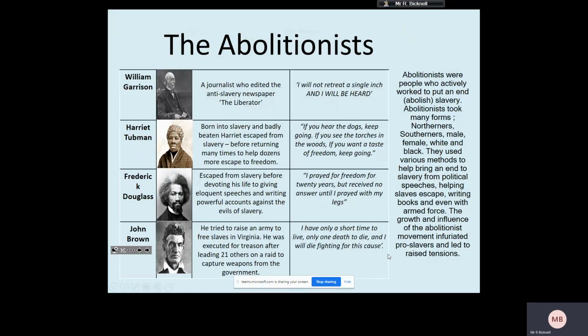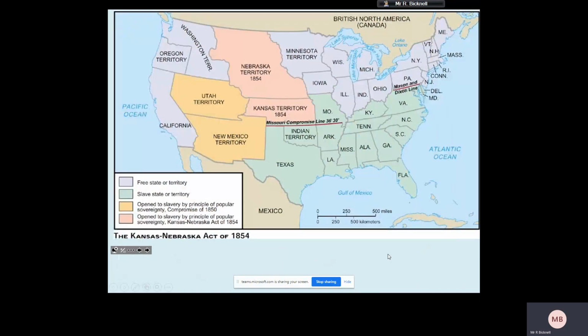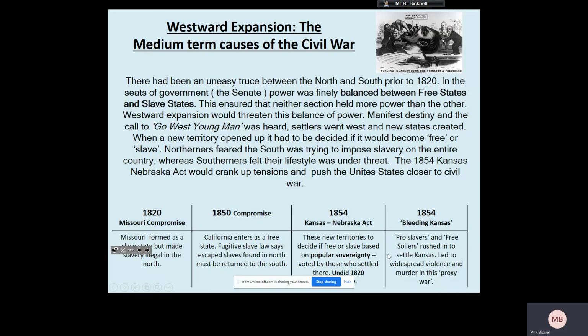So the abolitionists, don't write too much. You've got all of this in your books at home. It's just a chance to talk about it again. The more we talk about this, the more you are going to remember it. So there were two long-term causes of the Civil War. Those ideas have been rattling around for a while and somewhat upsetting the South. What we're going to move on to now are the medium-term causes of the Civil War.